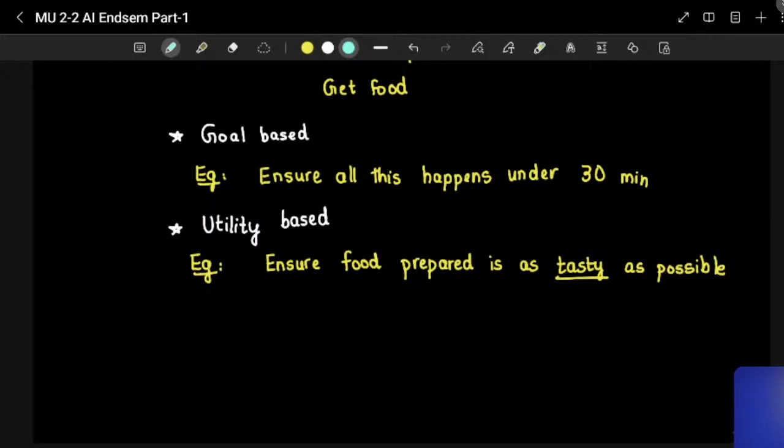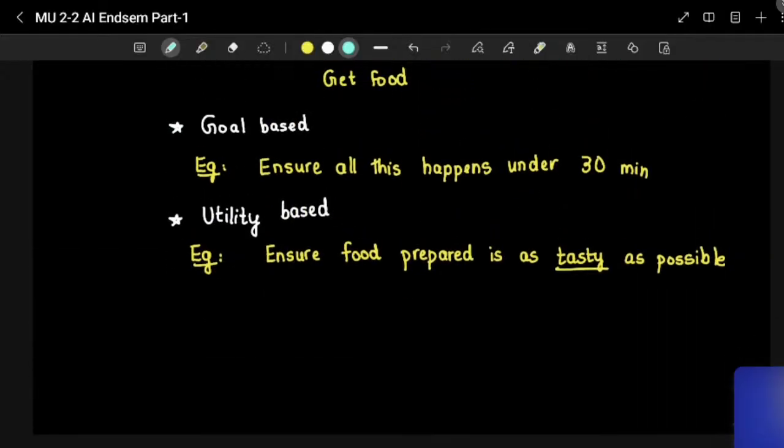The fourth kind is utility based. Utility, you could think of it as happiness or desirability, anything of that sort. We're trying to maximize utility here. So in this example, we could talk about something like taste. We would like to maximize the taste of the food so that the human becomes more happy. So you want to maximize happiness. So that is utility. That's it. So you have four kinds of agents.